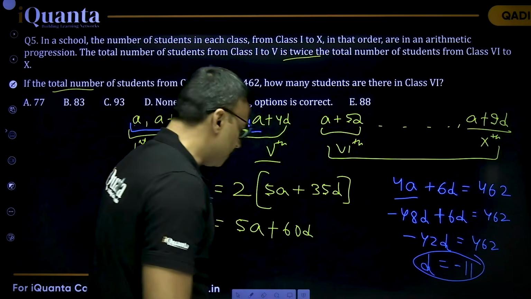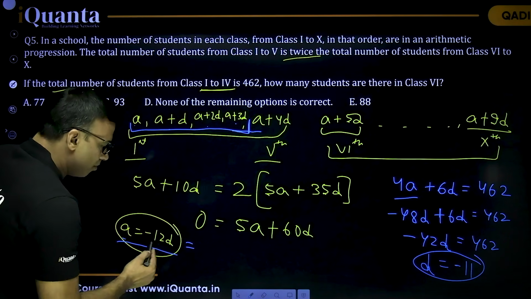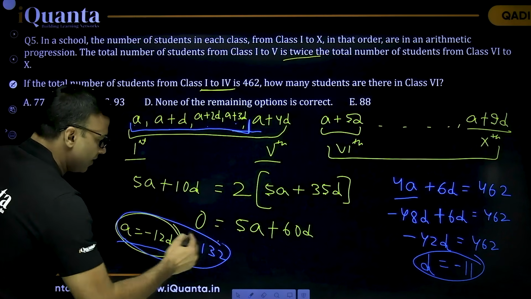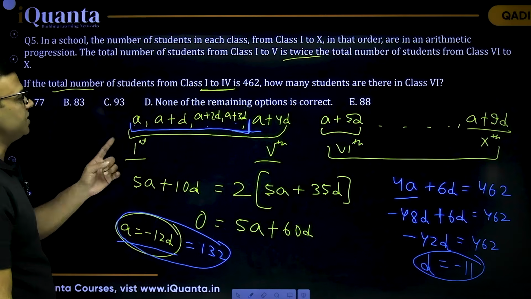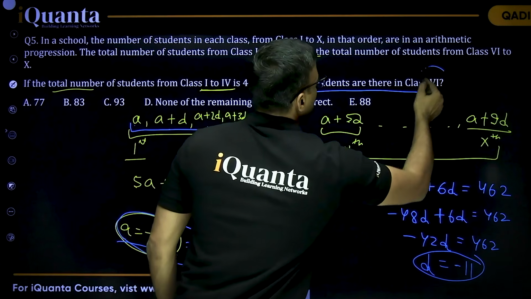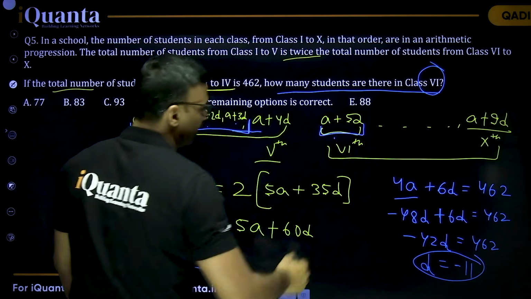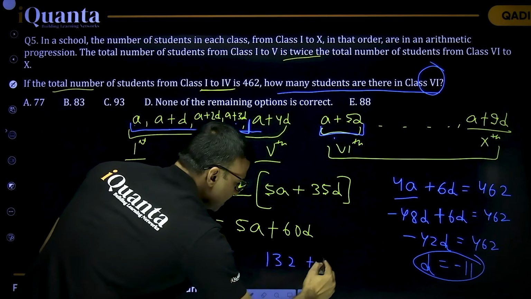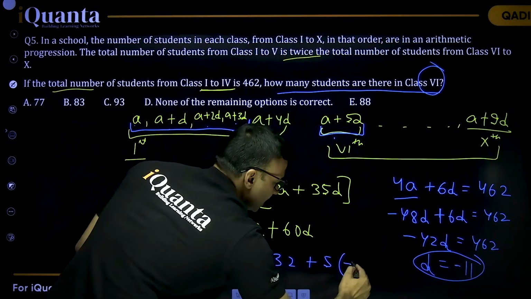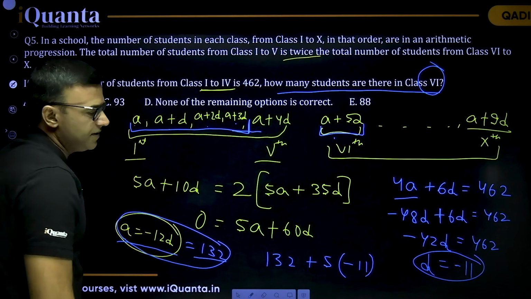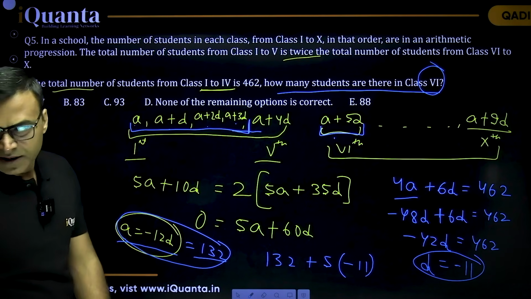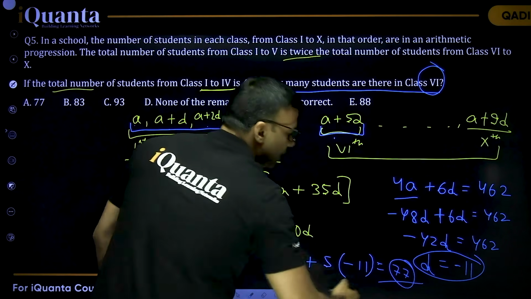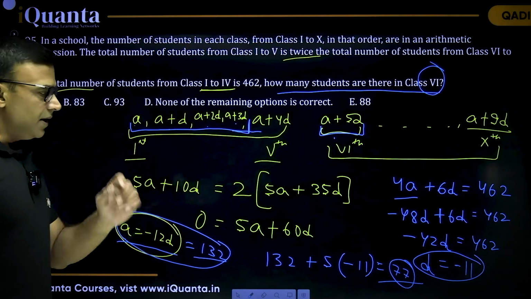d is minus 11. So a will be equal to minus 12 into minus 11, that is 132. So the value of a is 132, value of d is minus 11. The question is, how many students are there in class 6? Class 6 was a plus 5d. That would mean 132 plus 5 into minus 11. 11 into 5 is 55. 132 minus 55 is equal to 77. So the number of students in class 6 is going to be 77.